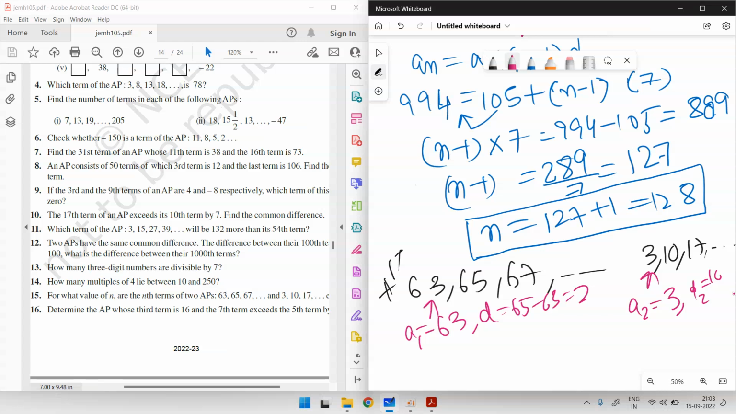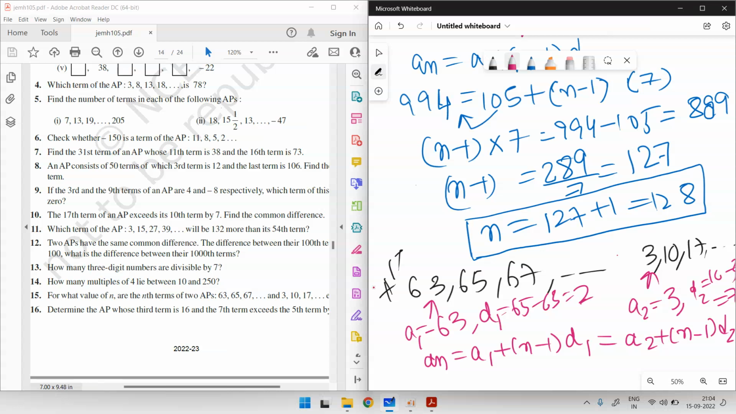Now they are saying that the nth terms of these two APs are equal. So if I take the nth terms to be equal, A1 plus n minus 1 into D1 is equal to A2 plus n minus 1 into D2.